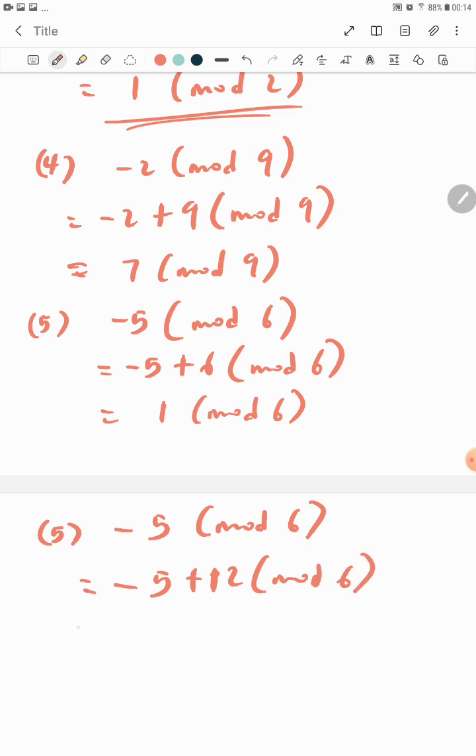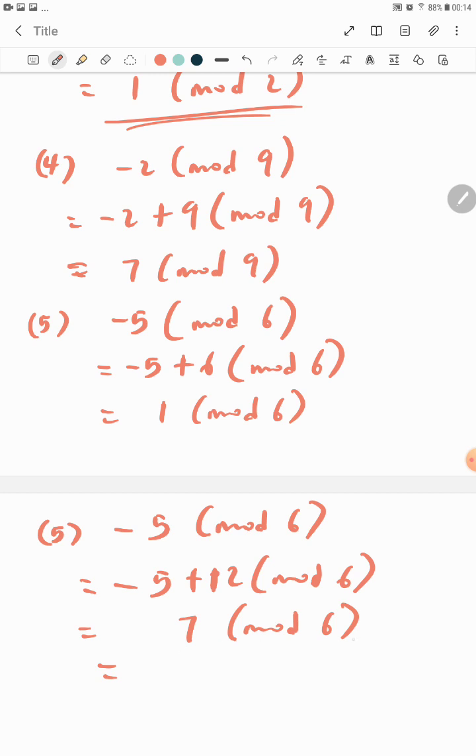Of course, I will just be having double work. This will give me 7, and that will be mod 6. But you can see 7 is greater than our modulus, which should not be. The remainder should always be less than the divisor. So that means that I have to divide again by 6.